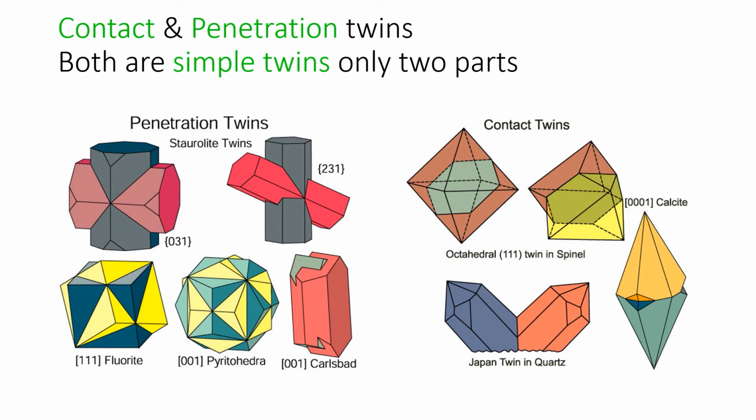So we also have contact and penetration twins, which are both simple twins. So there's only two parts. So with penetration twins, the one crystal appears to be going through the other. So we'll see things like the staurolite twins, which almost look like crosses. This is the Carlsbad twin. These guys are just crazy. And then we have contact twins, where they're kind of just growing and touching each other, like the Japan twin in quartz, which also, when you have the whole thing, looks like a heart.